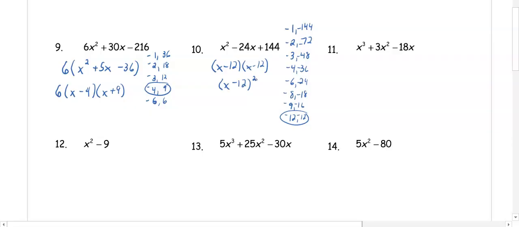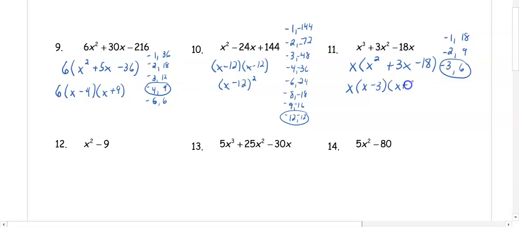In number 11, we have x cubed plus 3x squared minus 18x. So everything has one too many x's, so we're going to factor out a GCF of x, which leaves us with x squared plus 3x minus 18. So numbers that multiply to 18 are 1 and 18, 2 and 9, 3 and 6. If we are multiplying to a negative and adding to a positive, our smaller number is the negative. So the combo that we're looking for is negative 3 and 6. So we're going to have our GCF x and then x minus 3, x plus 6.